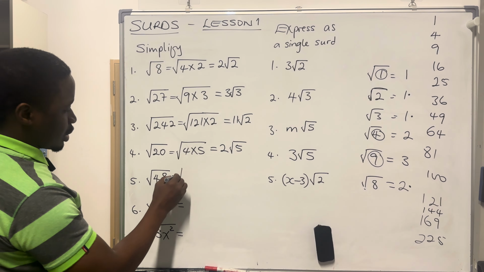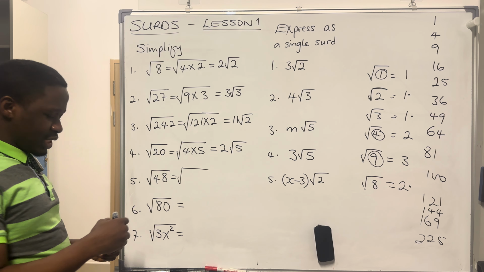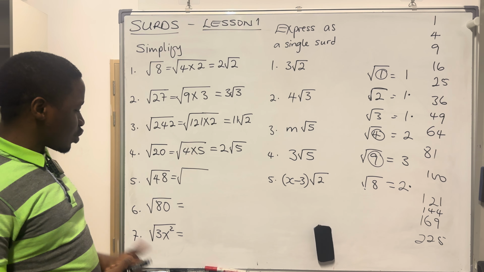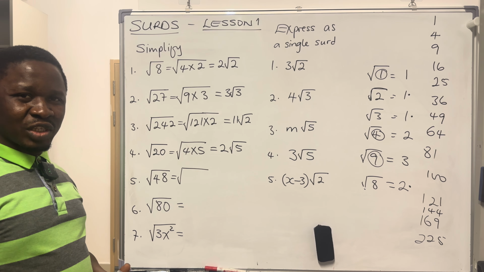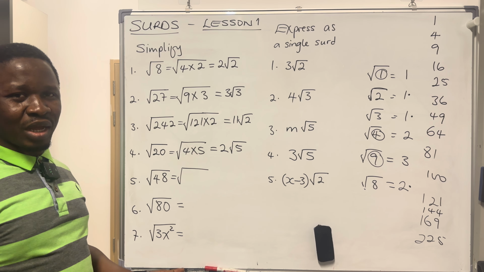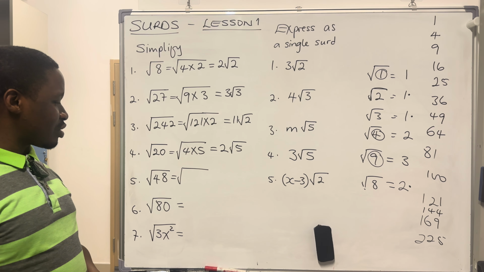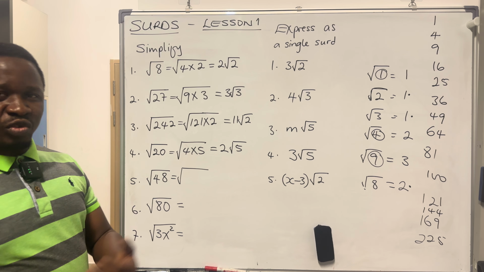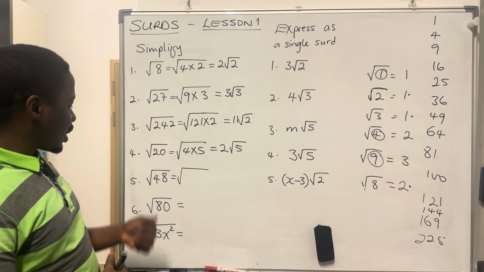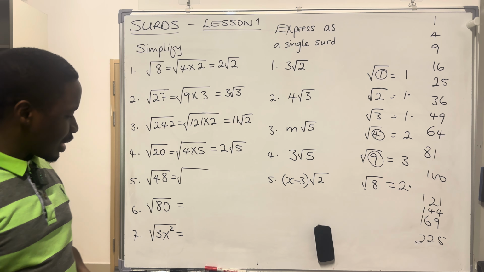Okay, 48. 48 divided by 2, what do we get? We get 24. Is 24 a perfect square? No. 24 is not a perfect square. Let's forget about 24. Now let's say 48 divided by 3. 48 divided by 3, what do we get?